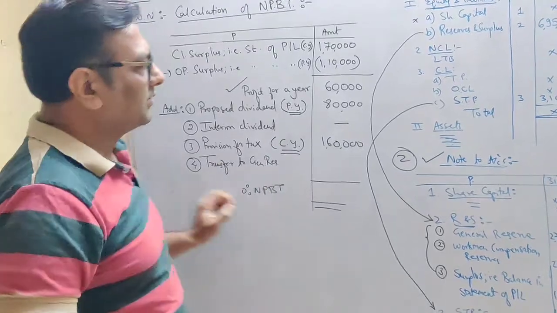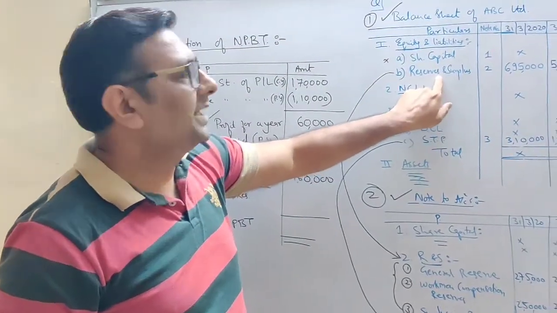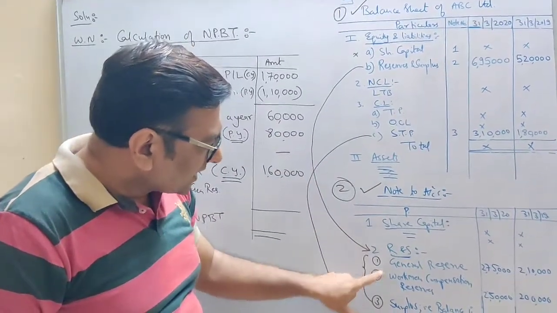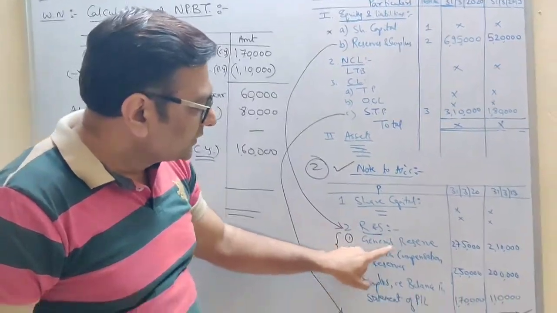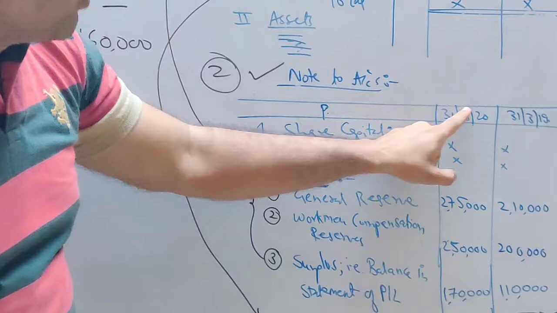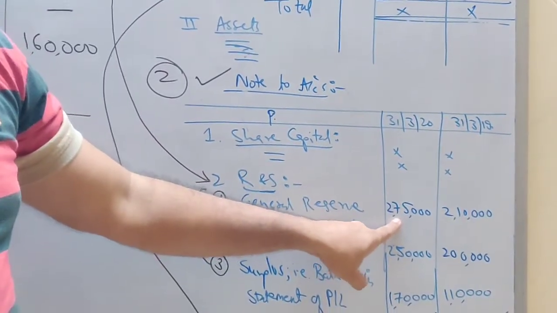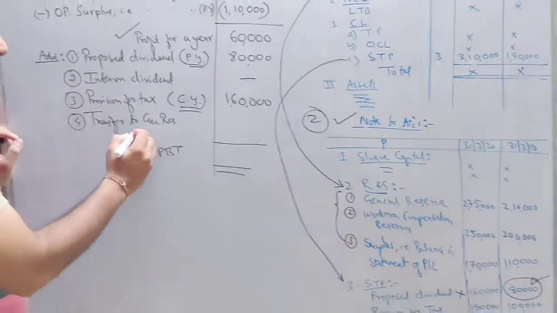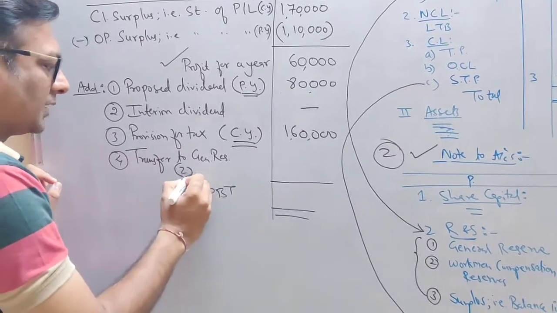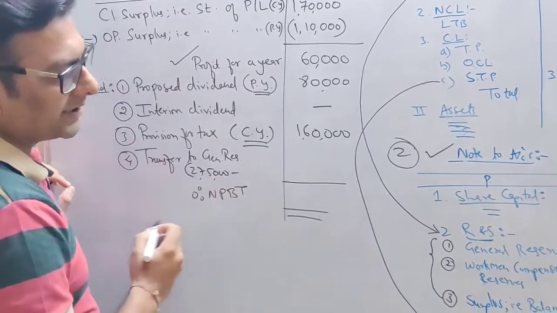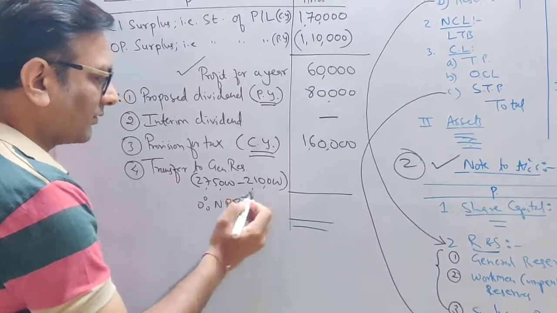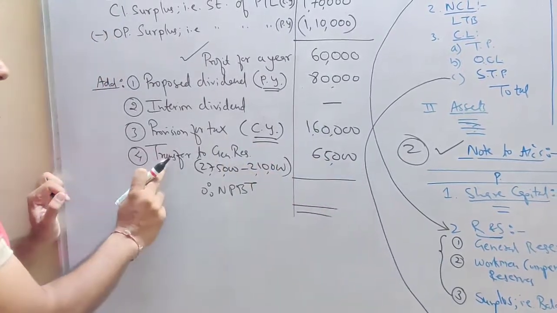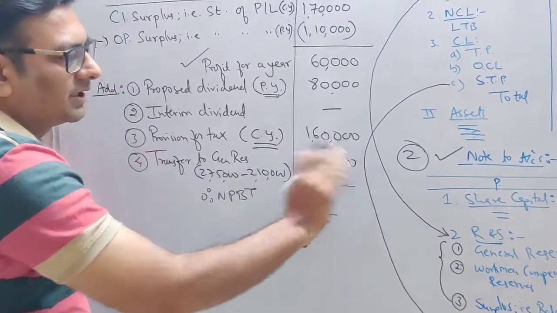Now transfer to general reserve. Again, general reserve will be where? Under the heading reserves and surplus. You have to refer to note number 2 for the details. In reserves and surplus, the number 1 item they have given you is general reserve. For the current year 2020, your general reserve is 2,75,000. For 2019, it is 2,10,000. We always take the difference. 2,75,000 minus 2,10,000, your answer is 65,000. So 65,000 is the amount which we have transferred to general reserve account.